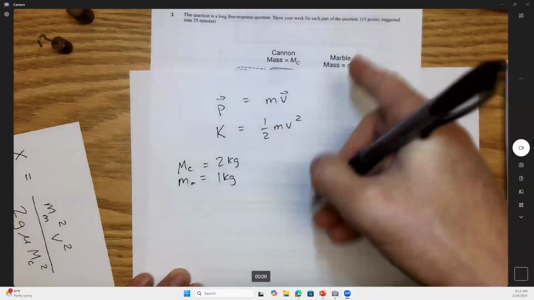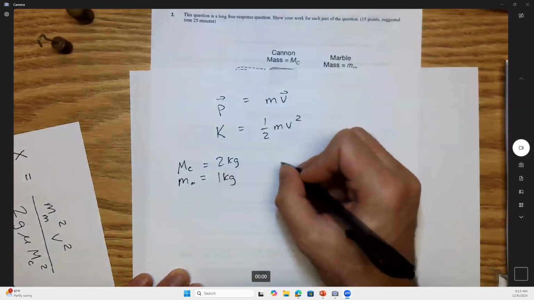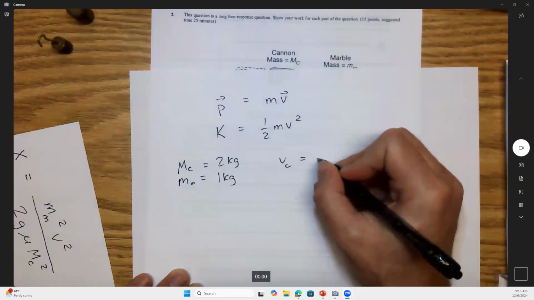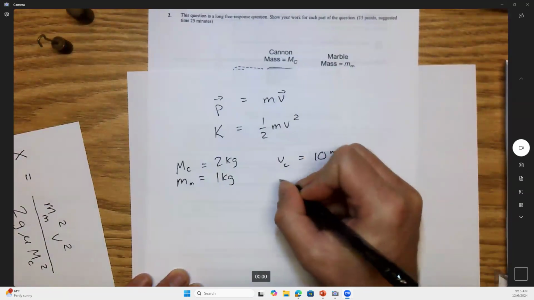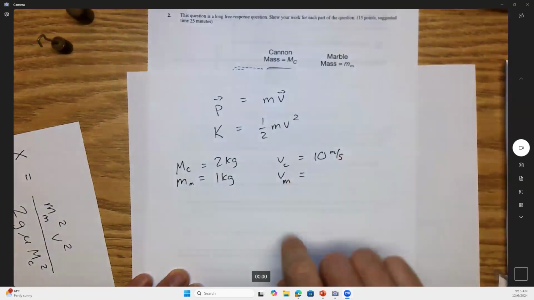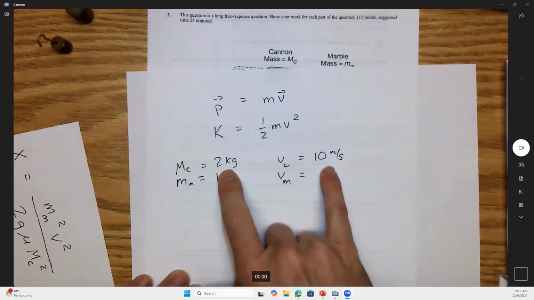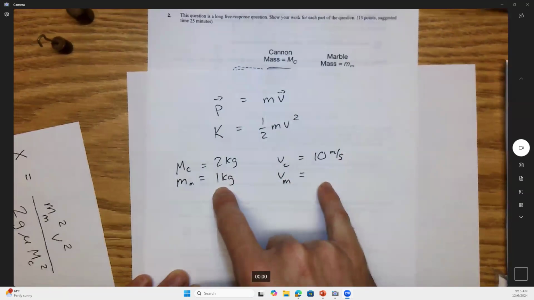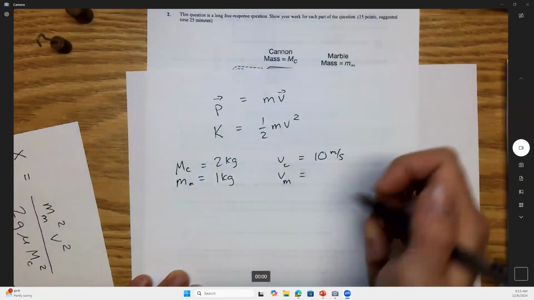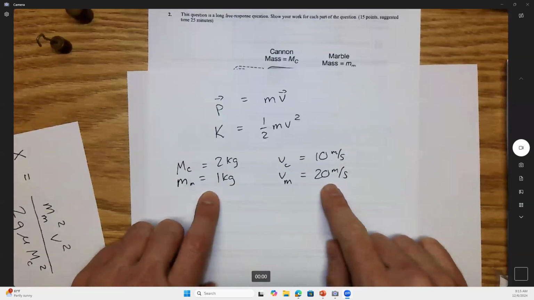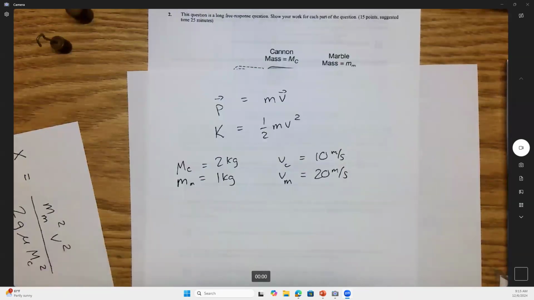And then they get blasted at some speed. Let's say the speed of the cannon going back is 10 meters per second. And the speed of the marble, that'd be vM. Guys, what's the momentum I just gave to the cannon? 20 units. Therefore, what's the momentum of the marble? Also 20 units the other way. So what does the speed have to be? 20 meters per second. If the marble has half the mass, it has to be going twice as fast to conserve momentum. Maybe there'd be a negative sign, but you get the idea.